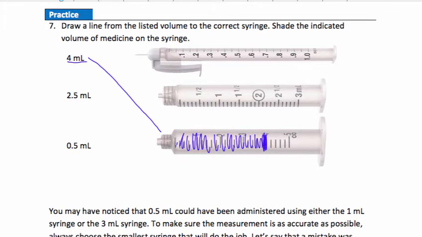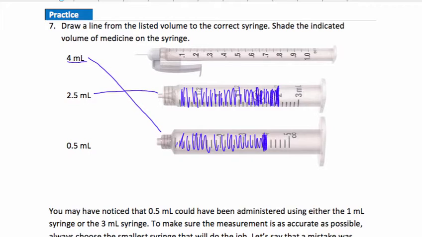2.5 milliliters. Well, that's going to go on this 3 milliliter syringe right here. So let's see. There's 1, 1.5, 2. Now notice there are 10 tick marks in there, and it actually has this one marked right there, 2.5 milliliters. So we're going to shade it right up to that amount right there.